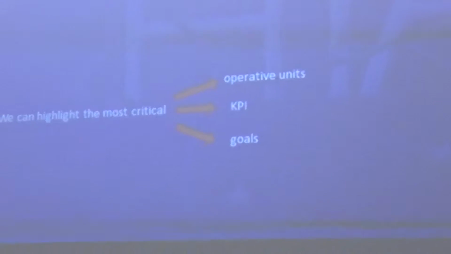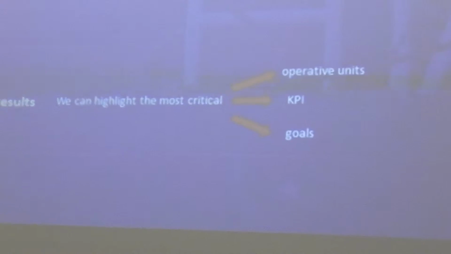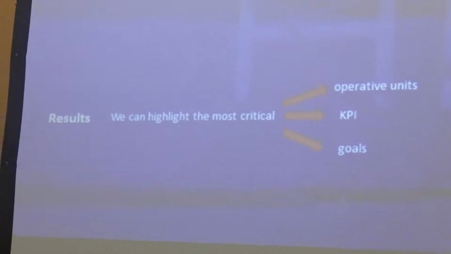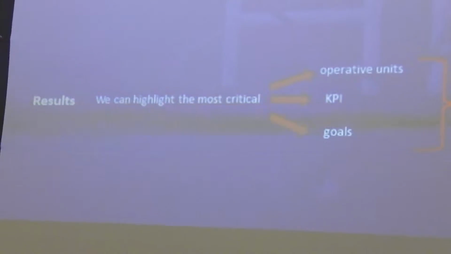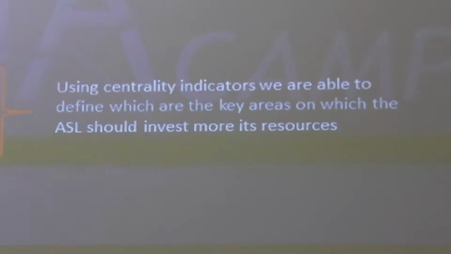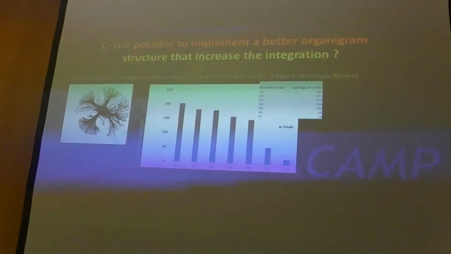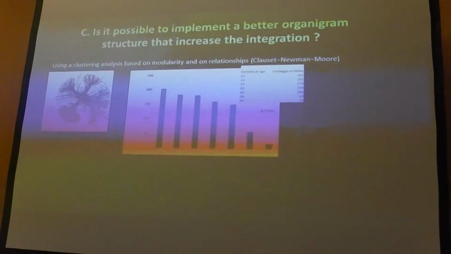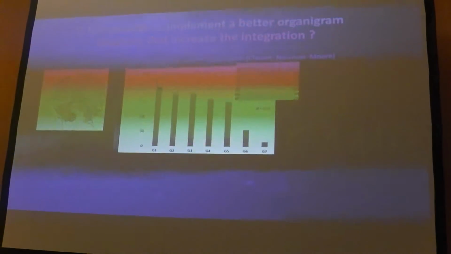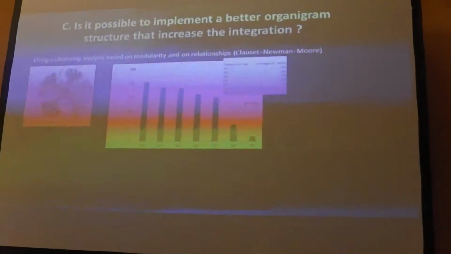So the result is that we can highlight the most critical operative units, KPI, goals, because in these dots here, we can have policy, operative units, KPI, and we can select them. So we can invest on KPI or operative units or goals. Which ones are most important for us? So now we want to see the opposite. How should I change my system to better perform and better integrate? So we made a cluster analysis on the network, and we came out that we have 7 groups by the cluster analysis.